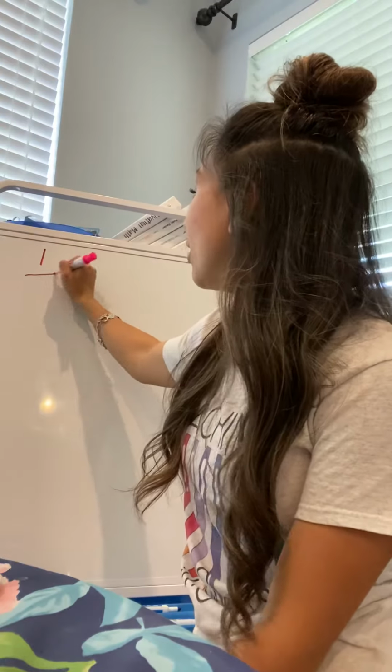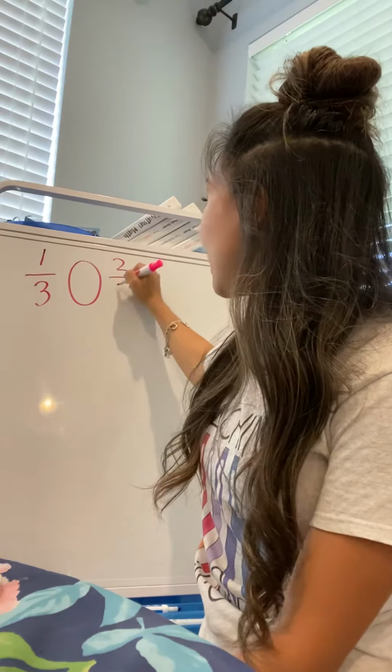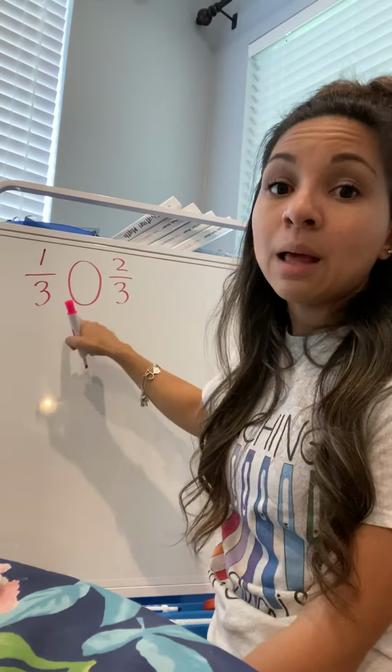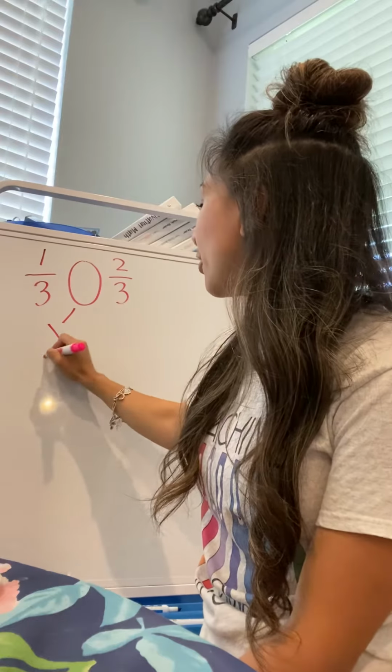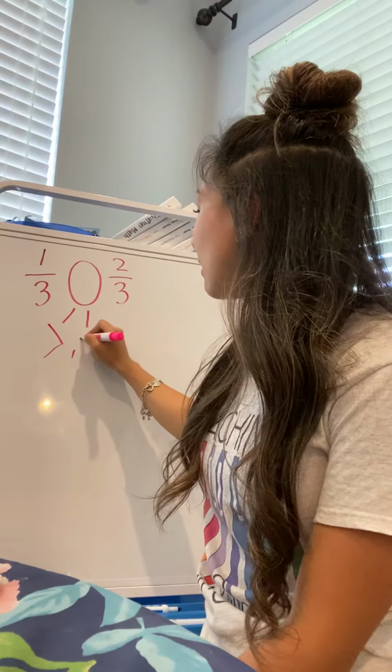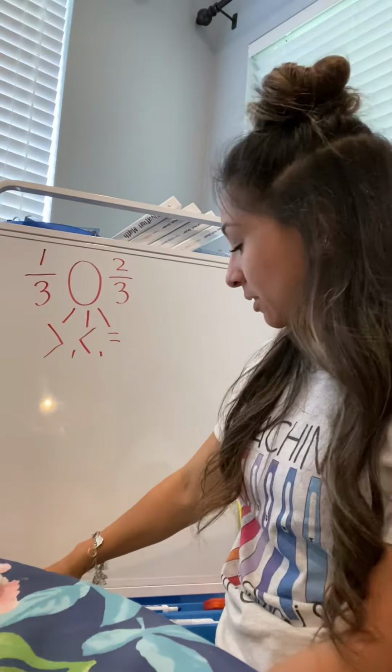So I'm going to have 1/3 and 2/3. Again, my numerators are different, my denominators are the same. And I'm trying to figure out, is 1/3 greater than, less than, or equal to 2/3?